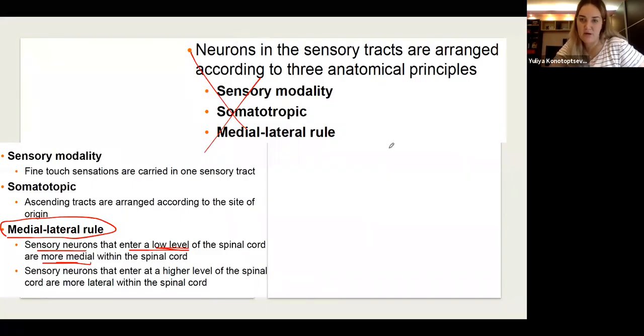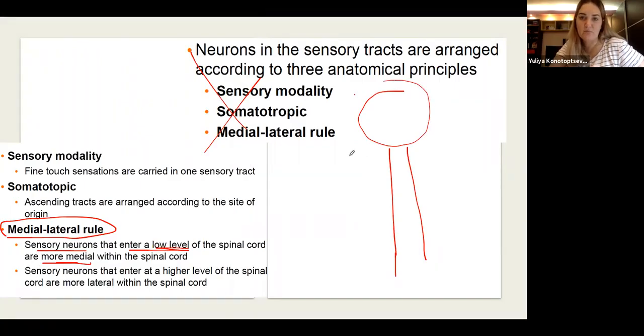Think about it this way, right? If this is my spinal cord right here, and this is the brain, what is my destination? Where am I going? I'm going towards the brain. So if my sensory neurons entered into the spinal cord very low, very far away from the brain, should they keep medially or laterally? They should keep medially because they have longer distance to travel.